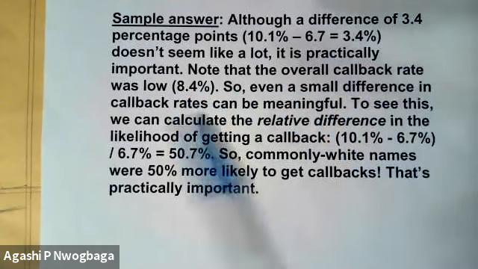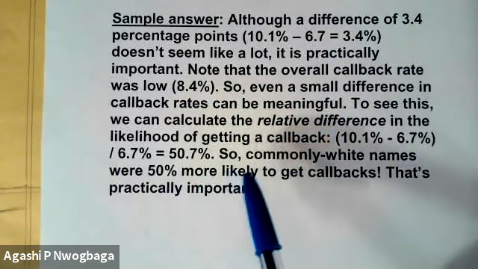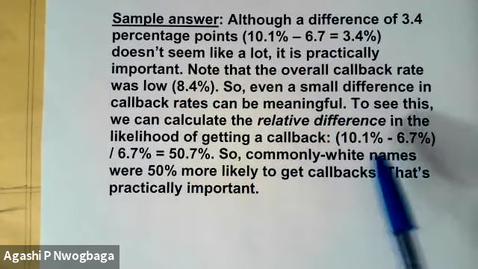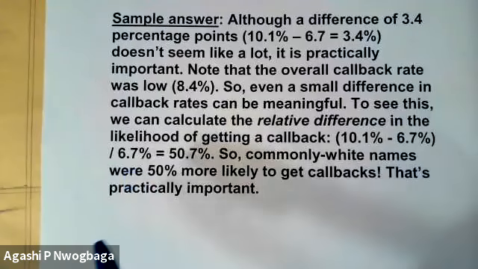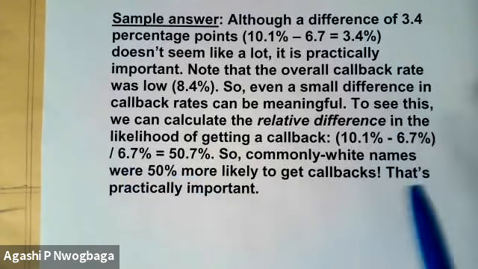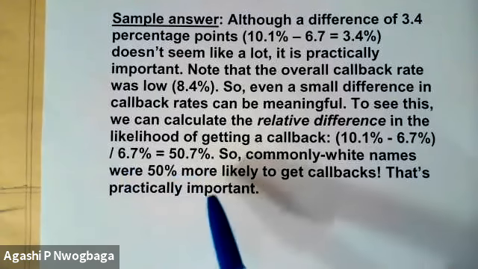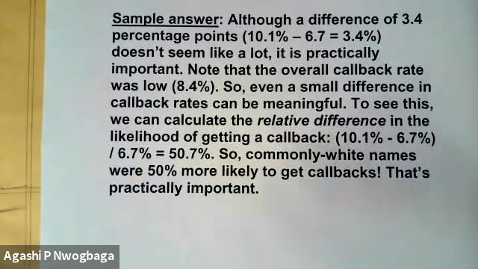To see this, we can calculate the relative difference in the likelihood of getting a callback. So this subtraction divided by 6.7% will give us 50.7%. So commonly white names were 50% or more likely to get callbacks. That is practically important.